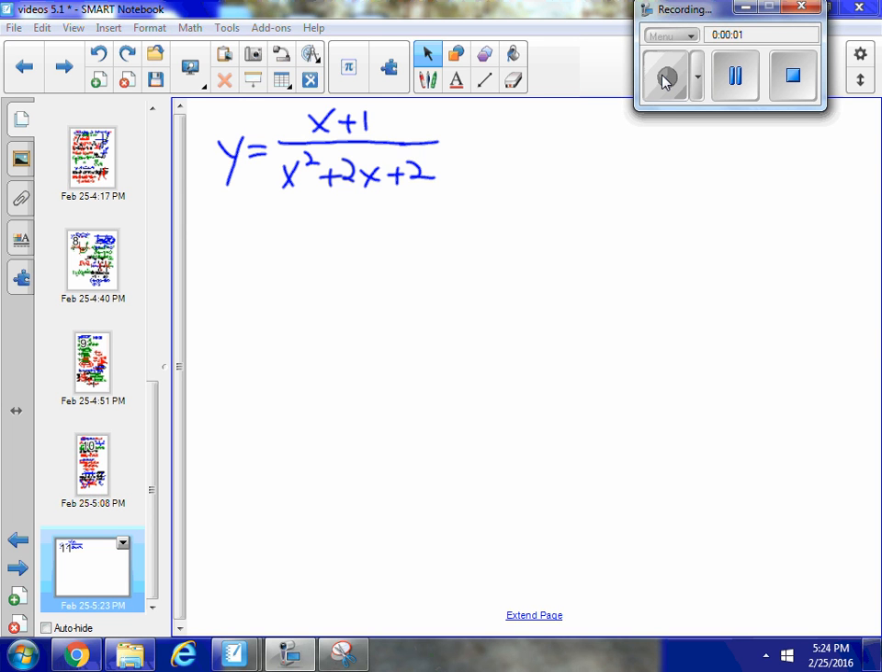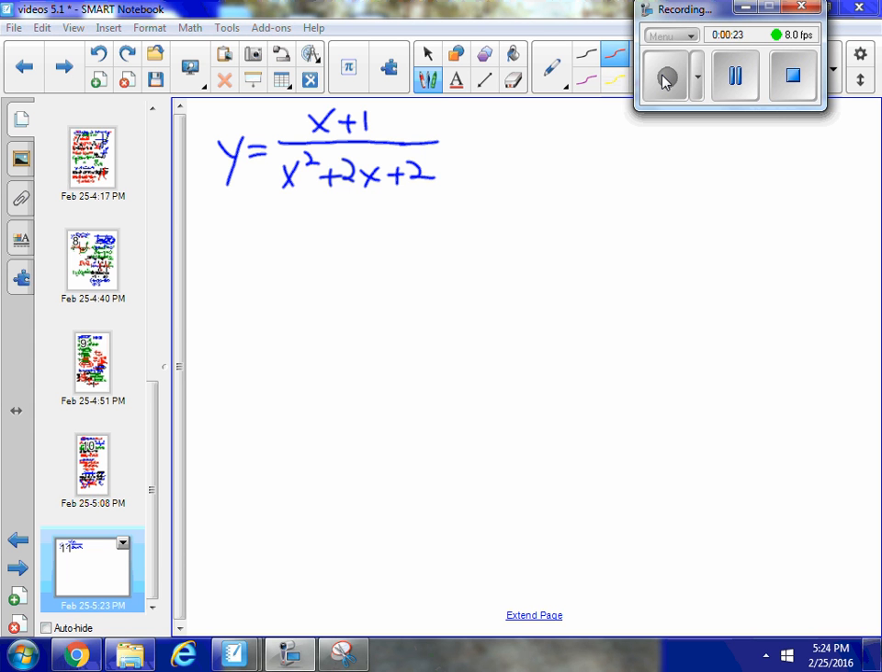I need to find the maxima, the extrema of this particular function. And again, I'm going to start with the domain. So I'm looking at denominators, radical signs, logarithms. No radical signs, no logarithms. I do have a denominator, and I know that this denominator cannot be equal to 0.